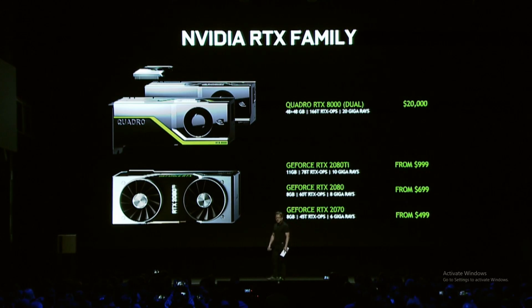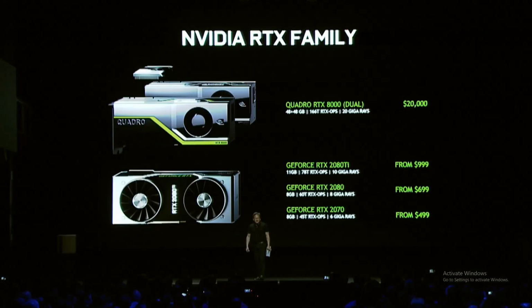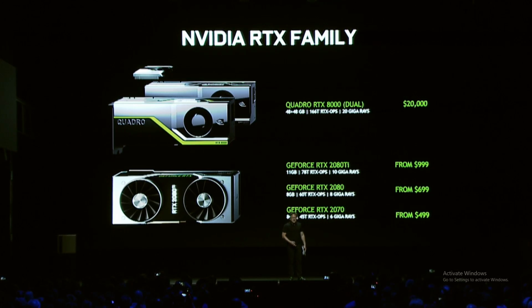$20,000. Now just imagine, that is twice the ray tracing performance of a $68,000 DGX station. Twice the performance of a $68,000 supercomputer. Then you have the GeForce RTX family. The 2080 Ti from $999. The 2080 from $699, and the 2070 from $499, and the 2070 is higher performance than the $1,200 Titan XP.